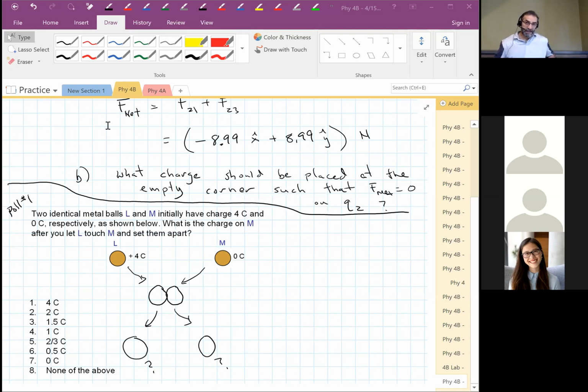I will tell you that this is only true because the two spheres are the same size. It says two identical metal balls, L and M. So because they're the same size, this is going to be true. We'll learn in a week or so that when they're different sizes, the charges split differently, and we'll be able to figure out what the charges would be on each of the spheres. We'll know how to do that if they're different sizes. Okay, let's close.